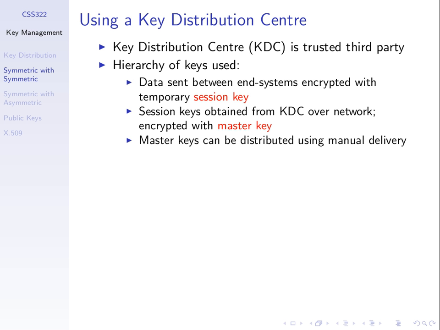So what we want to do now is see how we can use this third party, in this case called a key distribution center, which is trusted by all the users, to get a key from one user to another user. So imagine I'm the third party, you're the users, you all trust me. So if you come to me and I give you a key, then you trust that that is the correct key. And then you want to communicate with one of the other students. How do we do that?